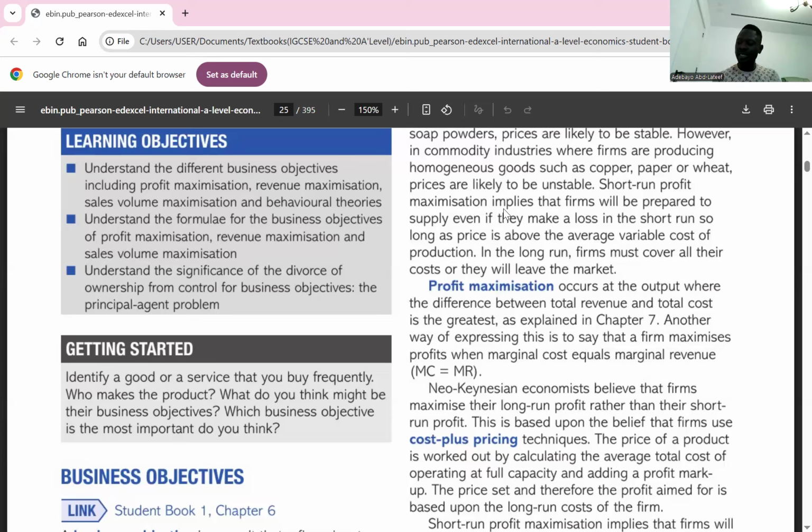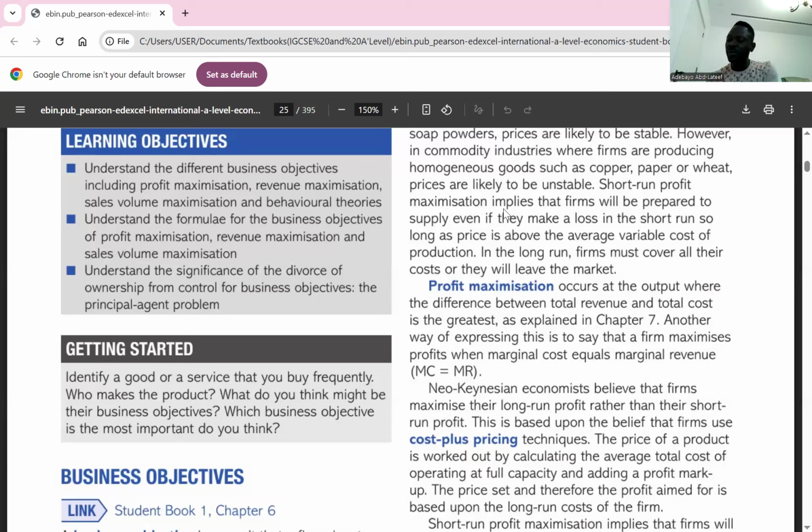But for the classical view, short-term profit maximization implies that firms will be prepared to supply even if they make a loss in the short run, so long as price is above the average variable cost. That's all they want. Variable costs are the costs that increase or reduce as output increases or reduces. So in as much as they are able to sell above that variable cost, they are good to go. That is according to classical economists, because they always want to make a short-term profit.